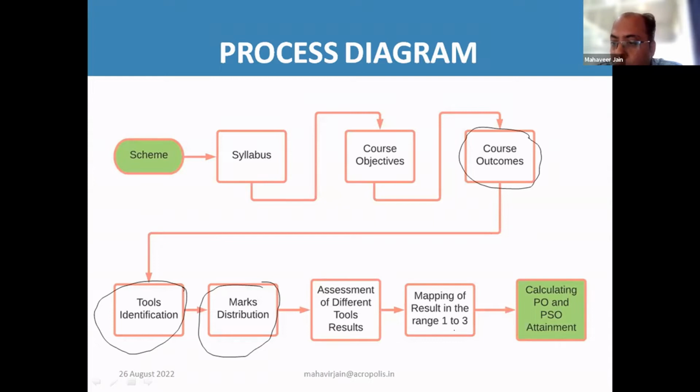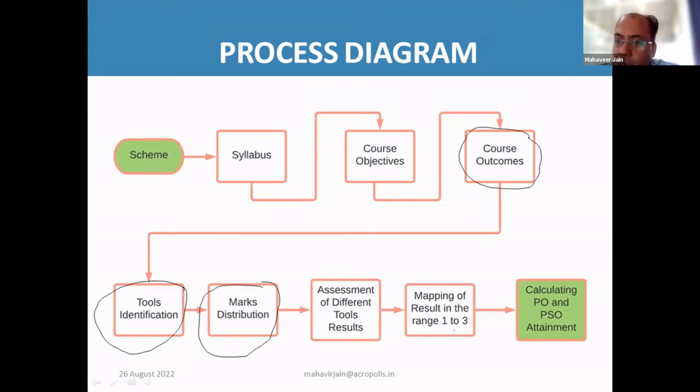Suppose I am launching test one, which has 20 marks. I have decided the goal in test one: my 50% of students should be able to achieve at least 50% marks. If this target is fulfilled, then my range is 3. So 1 means low, 2 means moderate, 3 means high. This method is followed in the NBA. So we are assigning the numbers 1 to 3, although we can go for a different method also.